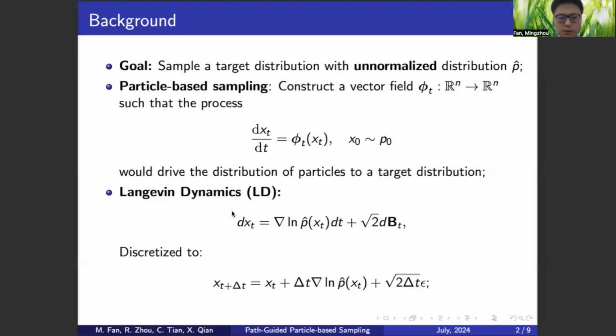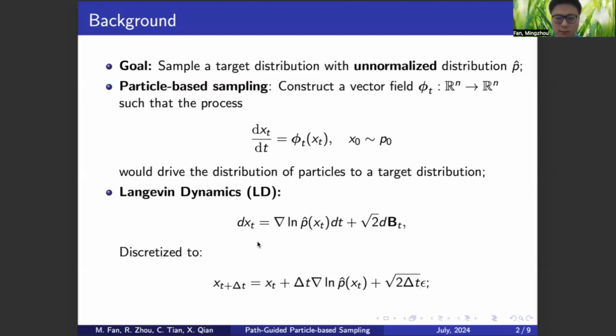Similar to particle-based sampling, Langevin dynamics can also drive particles towards the target distribution. Its stochastic dynamic can be defined as follows, with the target distribution as p hat t and b t represents the Brownian motion. It can be discretized into the following form with the delta t step. But currently, most particle-based sampling methods and Langevin dynamics can both be viewed as a realization of the same KL Wasserstein gradient flow.